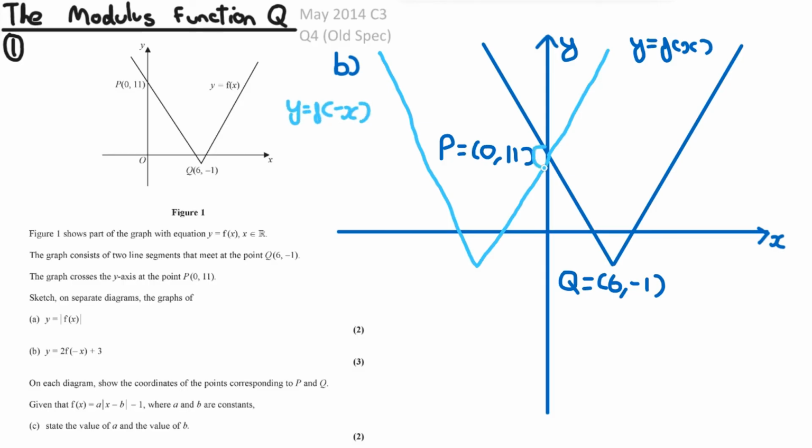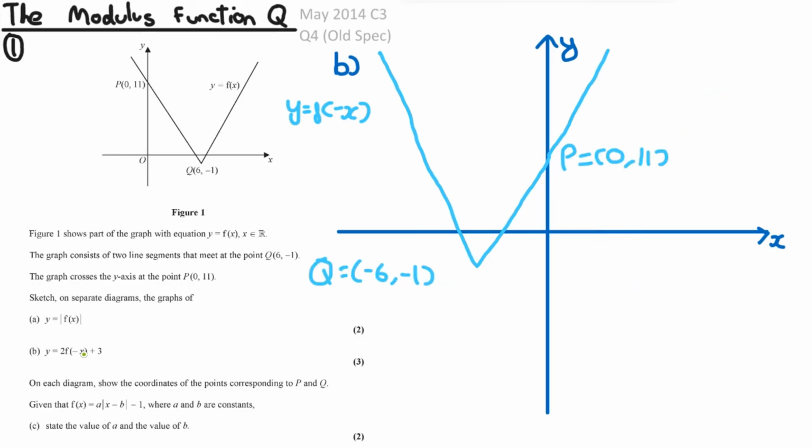P will still be the same as it's still 0, 11, and this is mirrored onto this side, so the minus 1 is still the same, as it's still the same y value, but the 6 will now become minus 6, so it's going to be Q is equal to minus 6, minus 1. So I just thought I should clear some space for this one, because otherwise we're going to be doing 4 sketches on top of each other, so I thought I'd do it one by one.